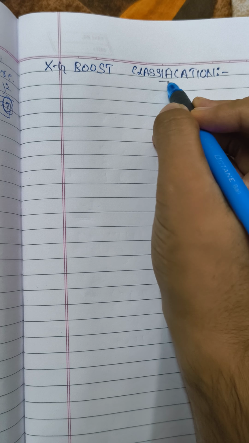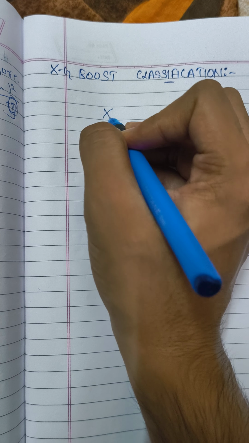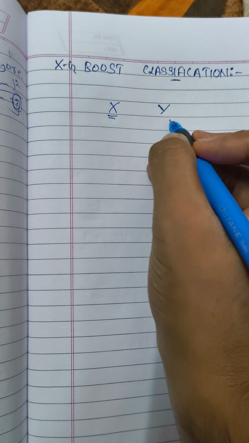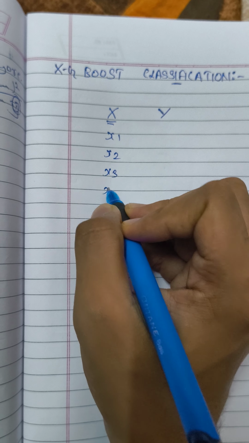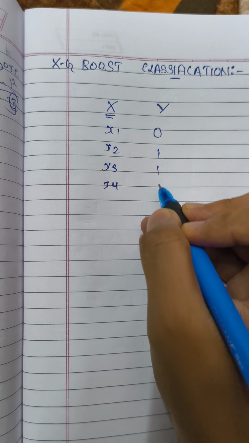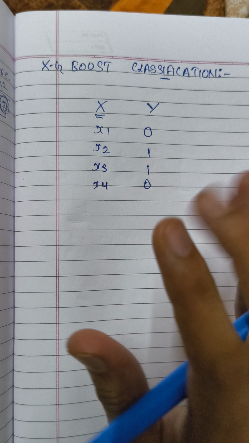First of all, I will be telling you about the classification problem. Suppose I have my x independent feature, and on that basis I will be deciding what the classification will be. Suppose there are four values x1, x2, x3 and x4, and I have 0, 1, 1, 0. These are my labels, that is, what its classification will be.